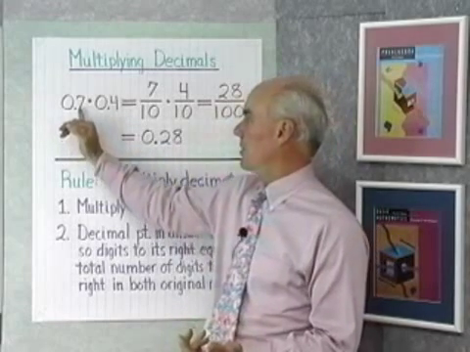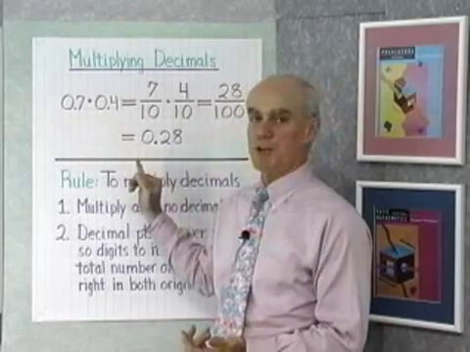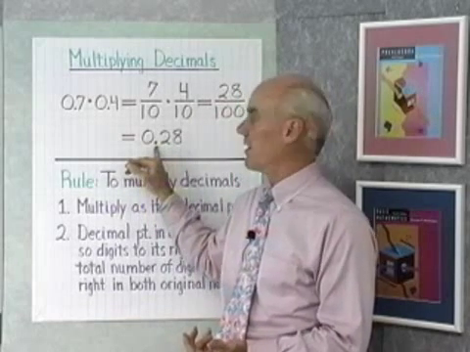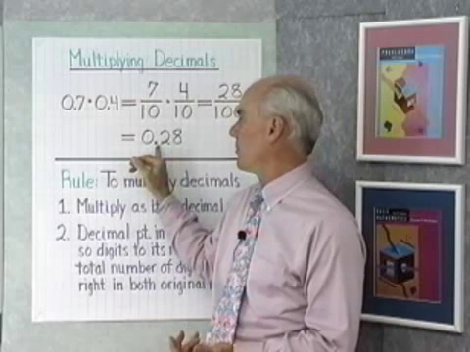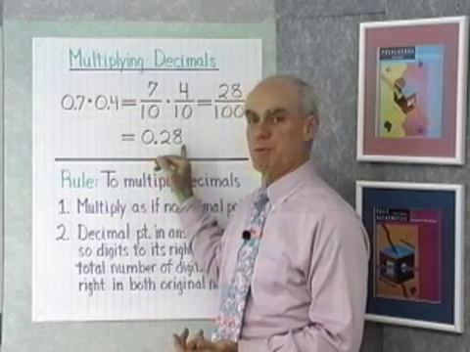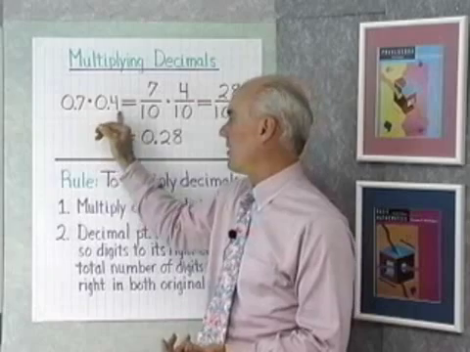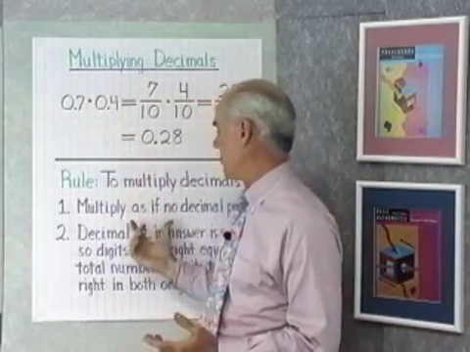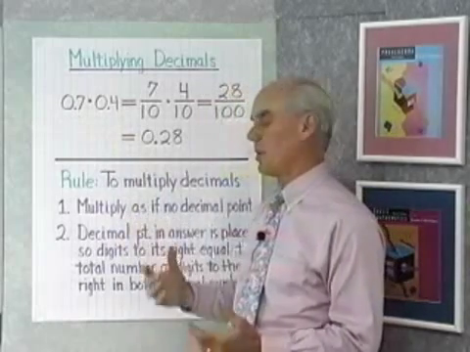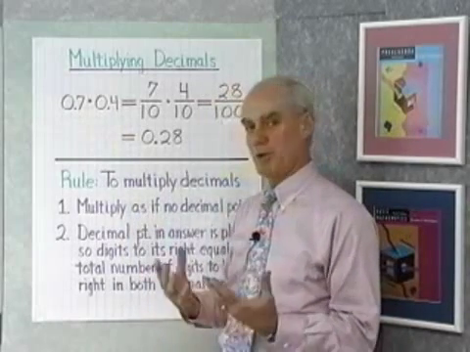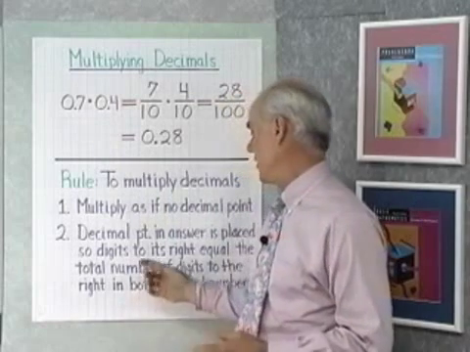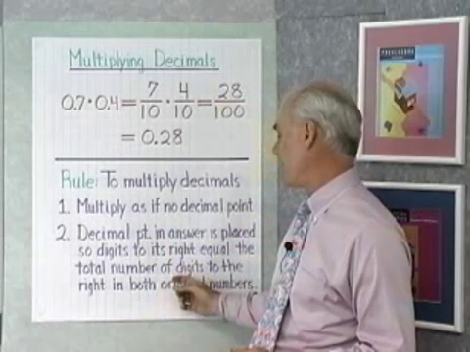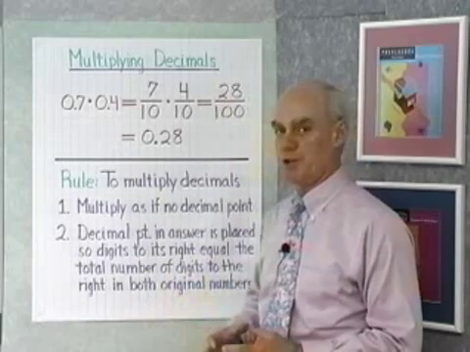So if we were to simply multiply 7 times 4, we would get 28, and then the decimal point goes in front of that, and that turns out to be the same number of digits to the right of the decimal point in the answer that are to the right of the decimal point in both the numbers we multiplied to start with. So our rule to multiply decimal numbers is this: multiply as if there was no decimal point. Simply multiply the numbers involved. The decimal point in the answer is placed so its digits to the right equal the total number of digits to the right in both of the original numbers.